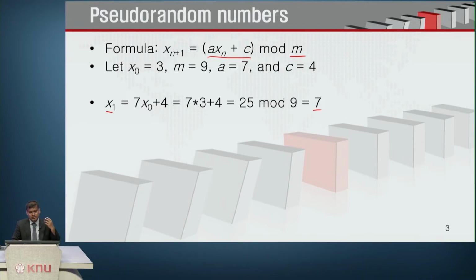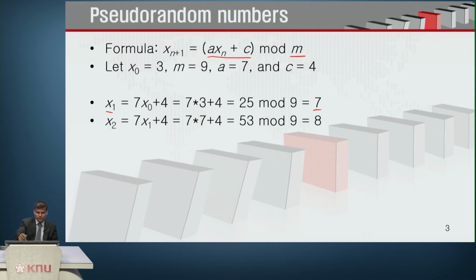Now you can try to generate x2. To generate x2, you are going to use your x1 there, and again 7 times 7 plus 4, so we have 53 mod 9. Again you get the remainder there as 8, because you know 45 evenly divides by 9 and then 53 does not, and it generates the remainder of 8. So that is your x2.